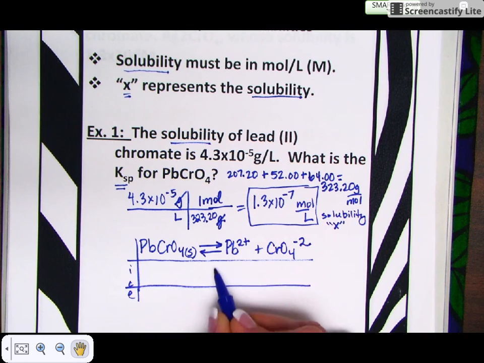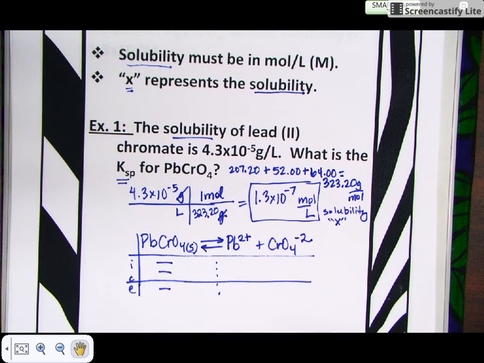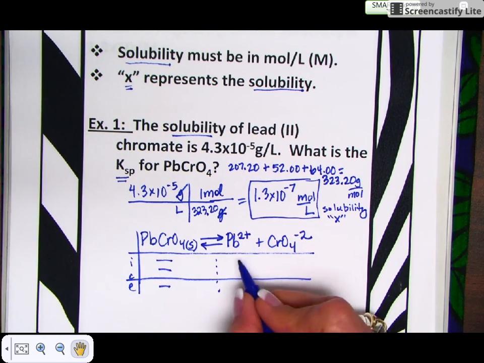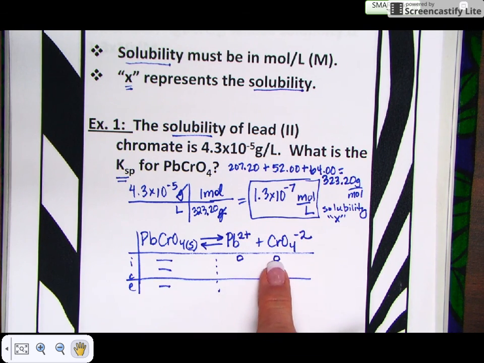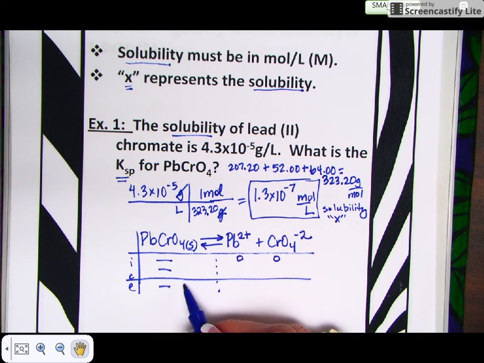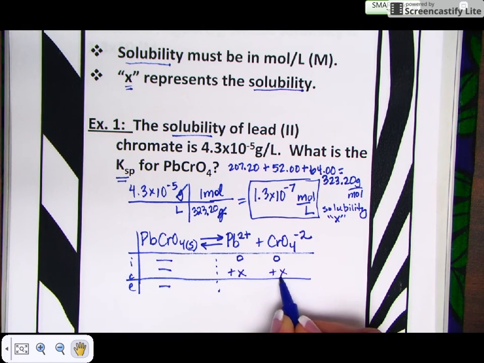Now, if you ICE your problem here, since this is a solid, just like with our water and our acid-base reactions, there's really no value that goes here. There's going to be 0 and 0 in the initial amounts here. But once you put it in water, it will start to ionize. So the shift will go towards the products. And since this is a 1-to-1 ratio, you'll say plus X and plus X.